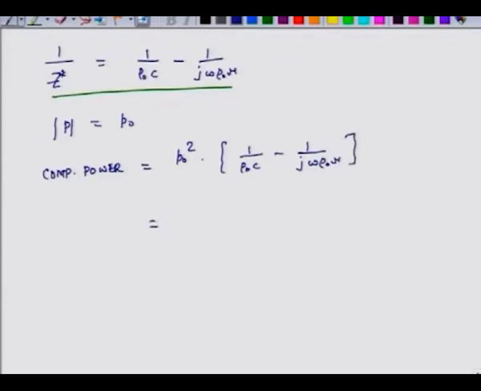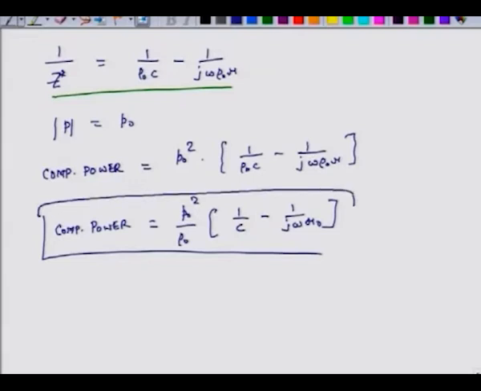And once I simplify this, what I get is p naught square over rho naught times (1 over c minus 1 over j omega r naught). So, that is my expression for complex power. Now, there are a couple of observations we can make when we look at this relation for complex power.